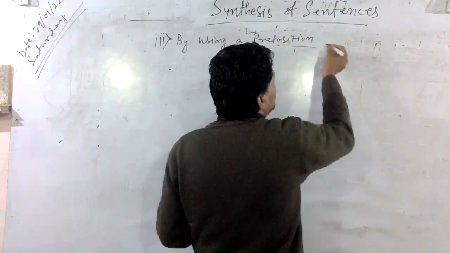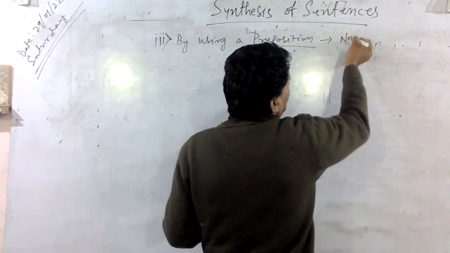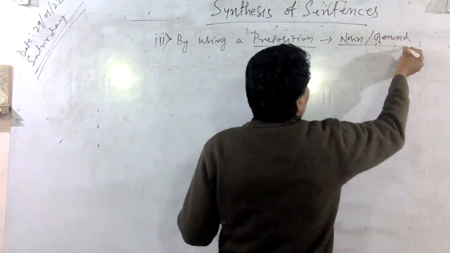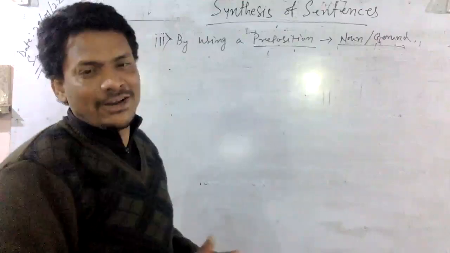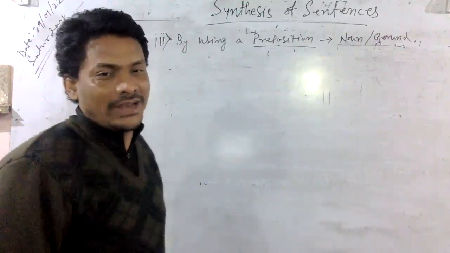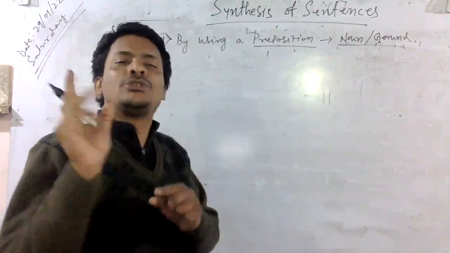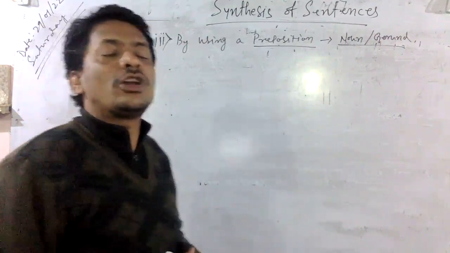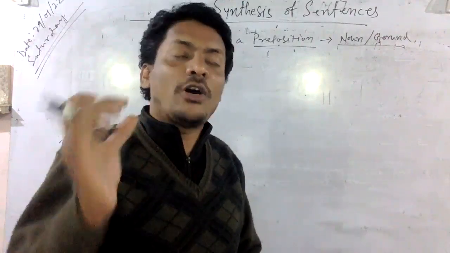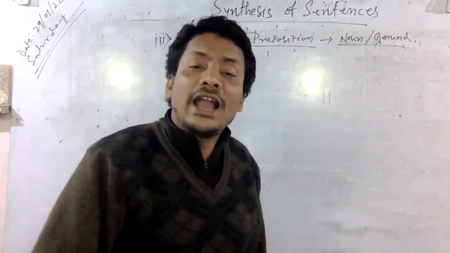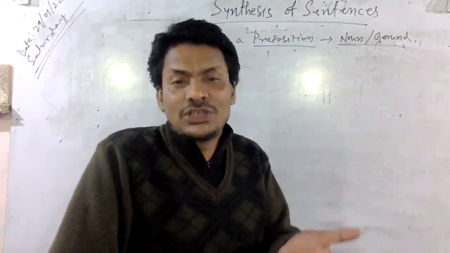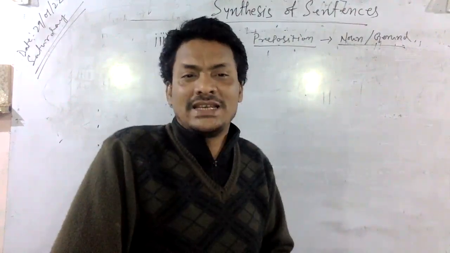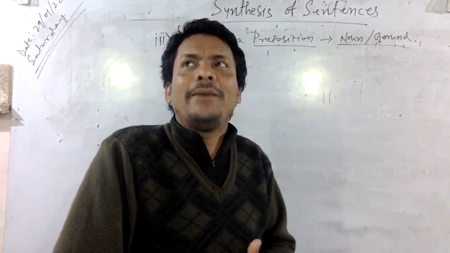So, a preposition is used with what? Noun or gerund. Obviously, a gerund is a verb with the ing form. What's the meaning of gerund? A gerund is a verb with ing which works as a noun in the sentence. It may be used as the subject of the sentence or as the object of the sentence.